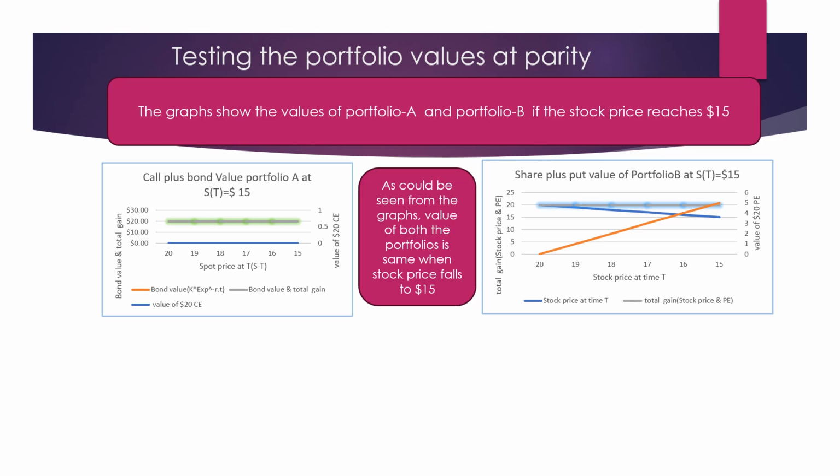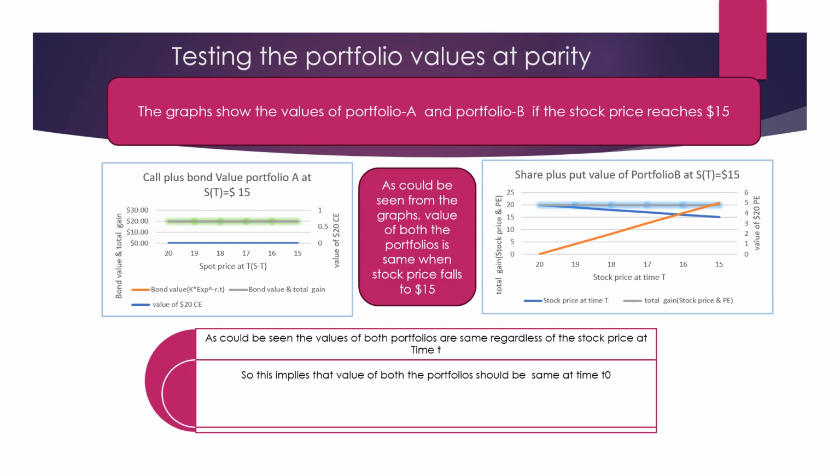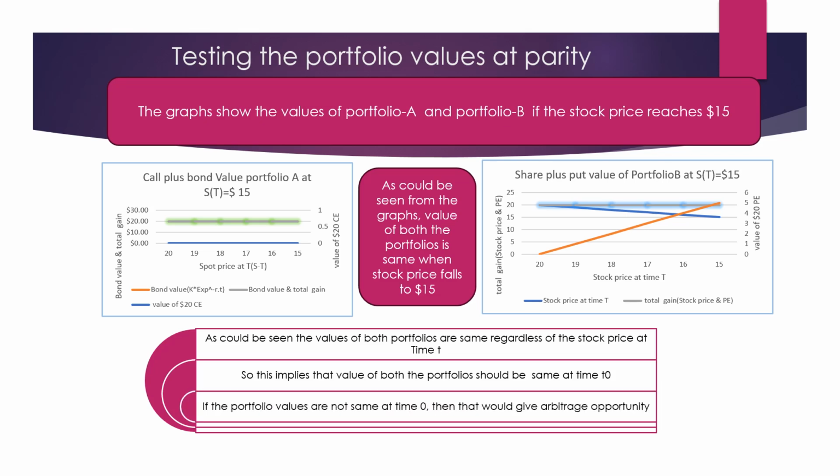As could be seen from the graphs, the value of both the portfolios is same when the stock price falls to 15. As could be seen, the values of both the portfolios are same regardless of the stock price at time T. So this implies that values of both the portfolios should be same at time t0. If the portfolio values are not same at time t0, then that would give arbitrage opportunity, risk-free arbitrage opportunity.